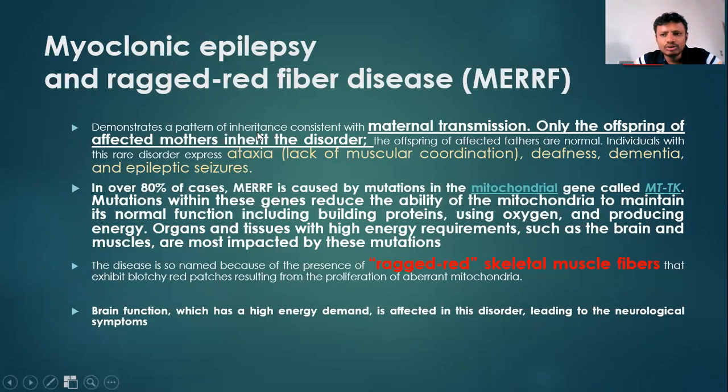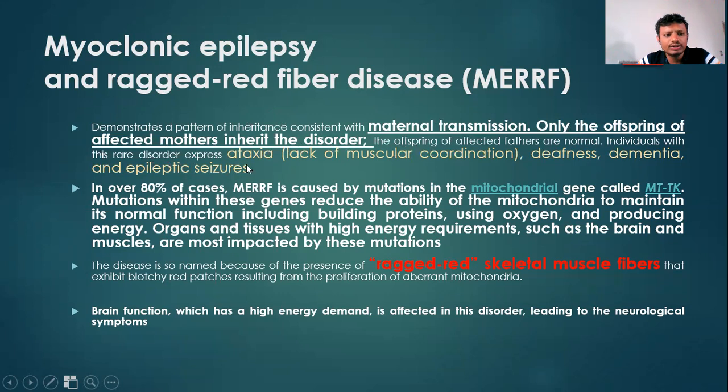Okay, and two important diseases are studied here. One is myoclonic epilepsy and ragged red fiber disease, which is referred to as MERRF. It is a maternally inherited disorder, hence it is a maternal transmission. Only the offspring of affected mothers inherit the disorder. The offspring of affected fathers are normal.